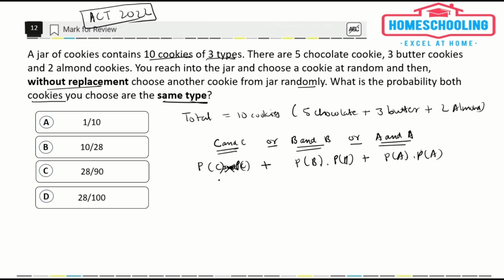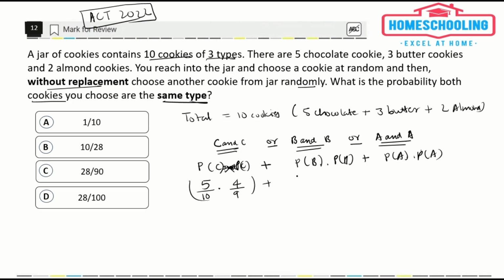Now let's find the probability of finding 2 chocolate cookies one after another without replacement. So how many chocolate cookies do we have? 5. And then we have total number of cookies, that is 10, into, now we have already taken one chocolate cookie out, so total number of cookies left is 9. And we have already taken one chocolate cookie out, so now we are left with 4 chocolate cookies.